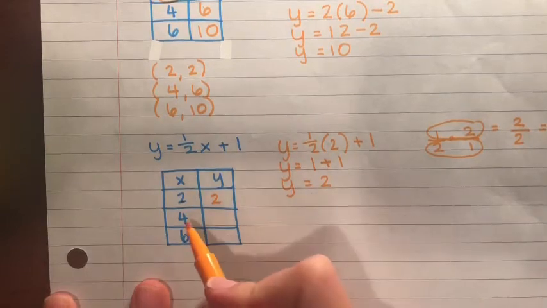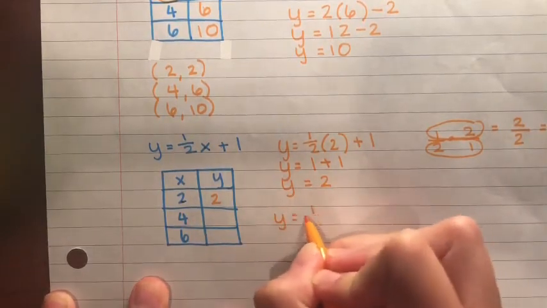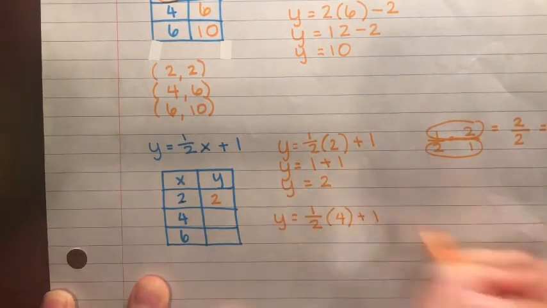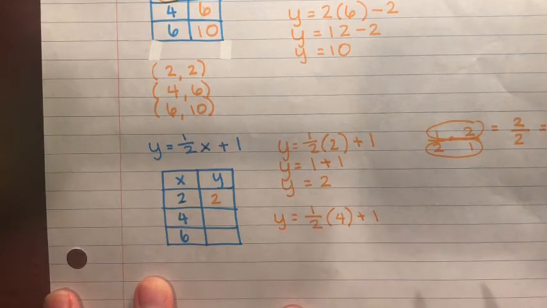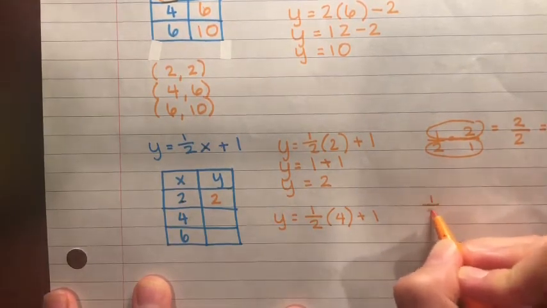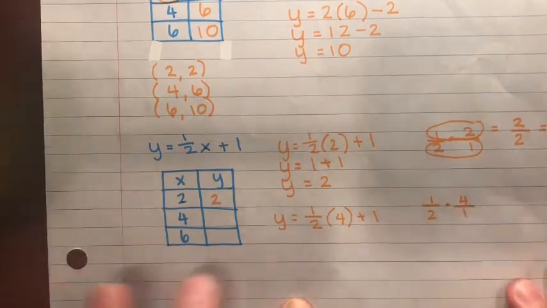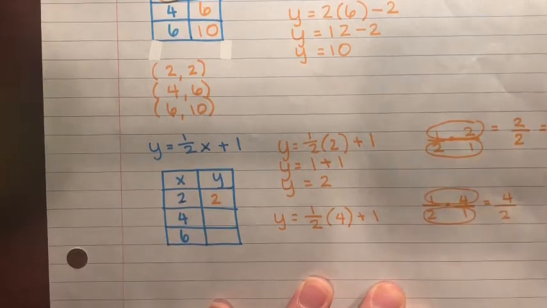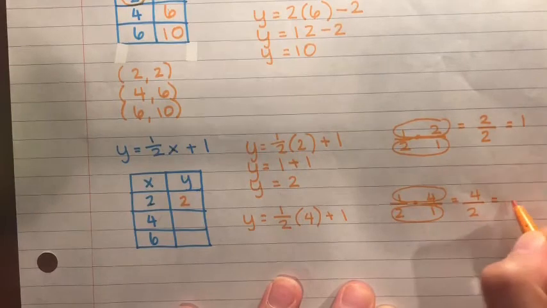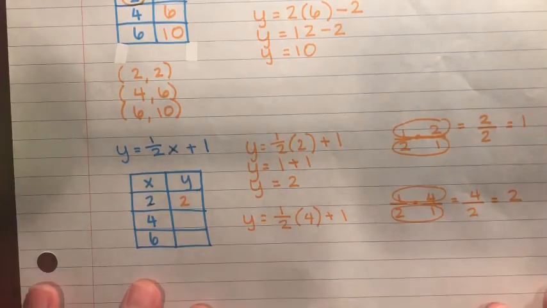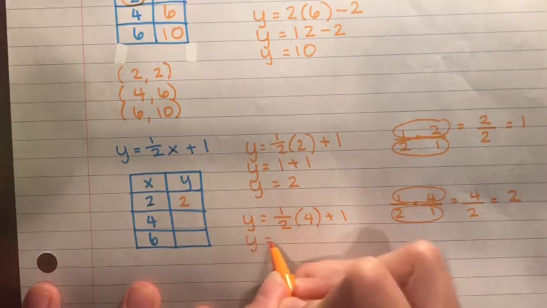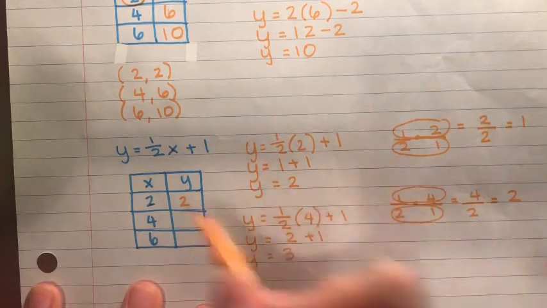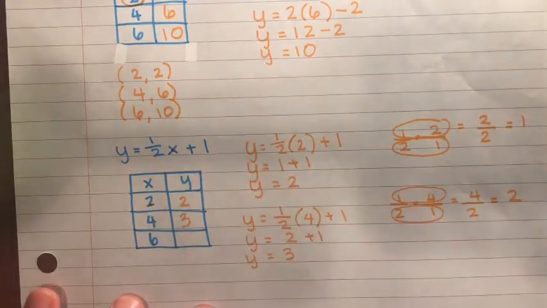All right, next example, when x equals 4. So y equals 1/2 times x, which is 4, plus 1. Okay, so 1/2 times 4, we can also look at this as 1/2 times 4 over 1. 4 times 1 is 4. 2 times 1 is 2. 4 over 2 can be simplified to 2. So this would be y equals 2 plus 1, or y equals 3. Okay, so when x equals 4, y is 3.